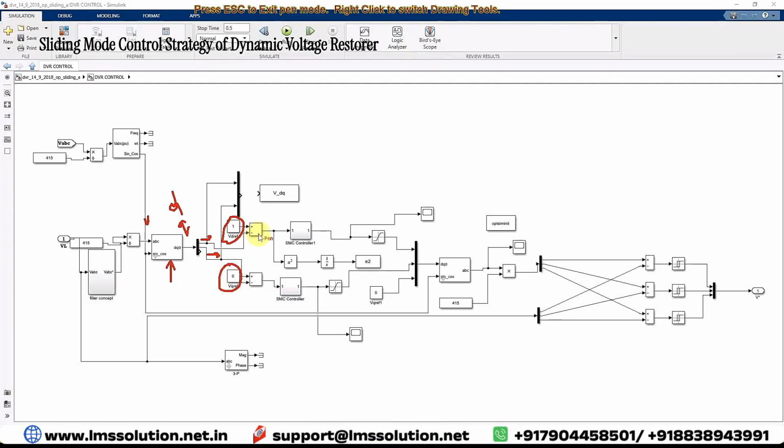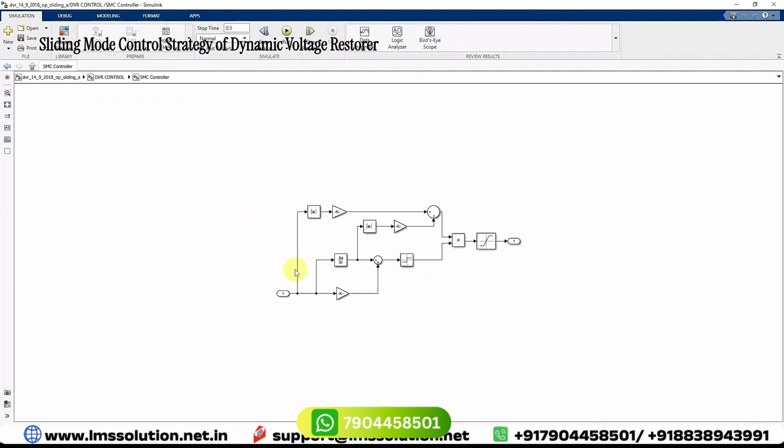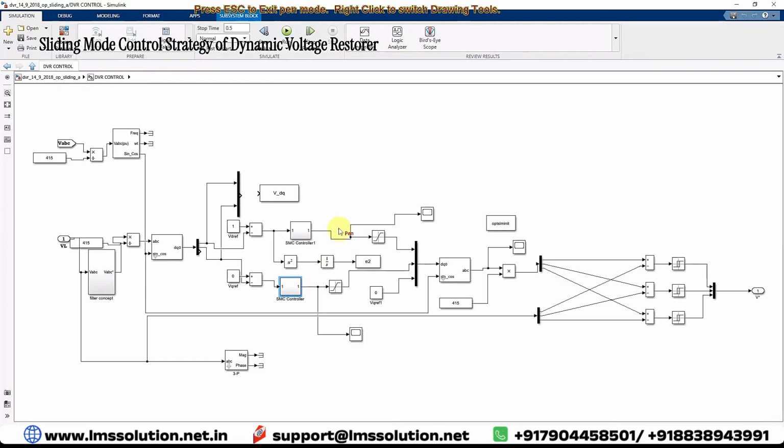And then after the comparison is done, you have to process it via sliding mode control. Inside, you can see this is the sliding mode control we use here in order to control the VD voltage and VQ voltage. The same kind of sliding mode control is used on the VQ side also. After that we get the control voltage here.